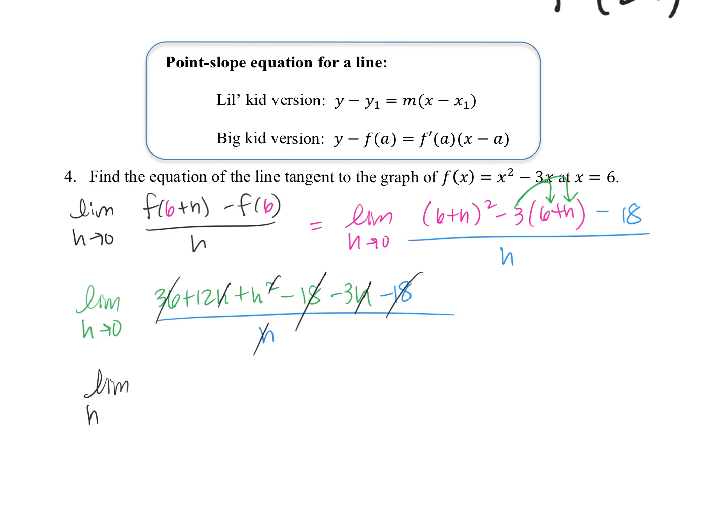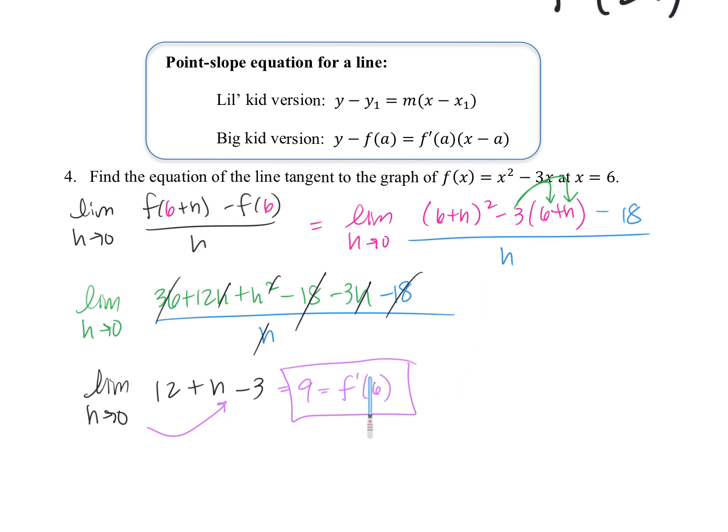So the limit as h approaches 0, or the slope, or the derivative when x is 6, is going to be 9. Wait. Okay, so we're going to get 9. That is my slope when x is 6. How I write that is f prime of 6. That's the slope of this curve at the moment x is 6.